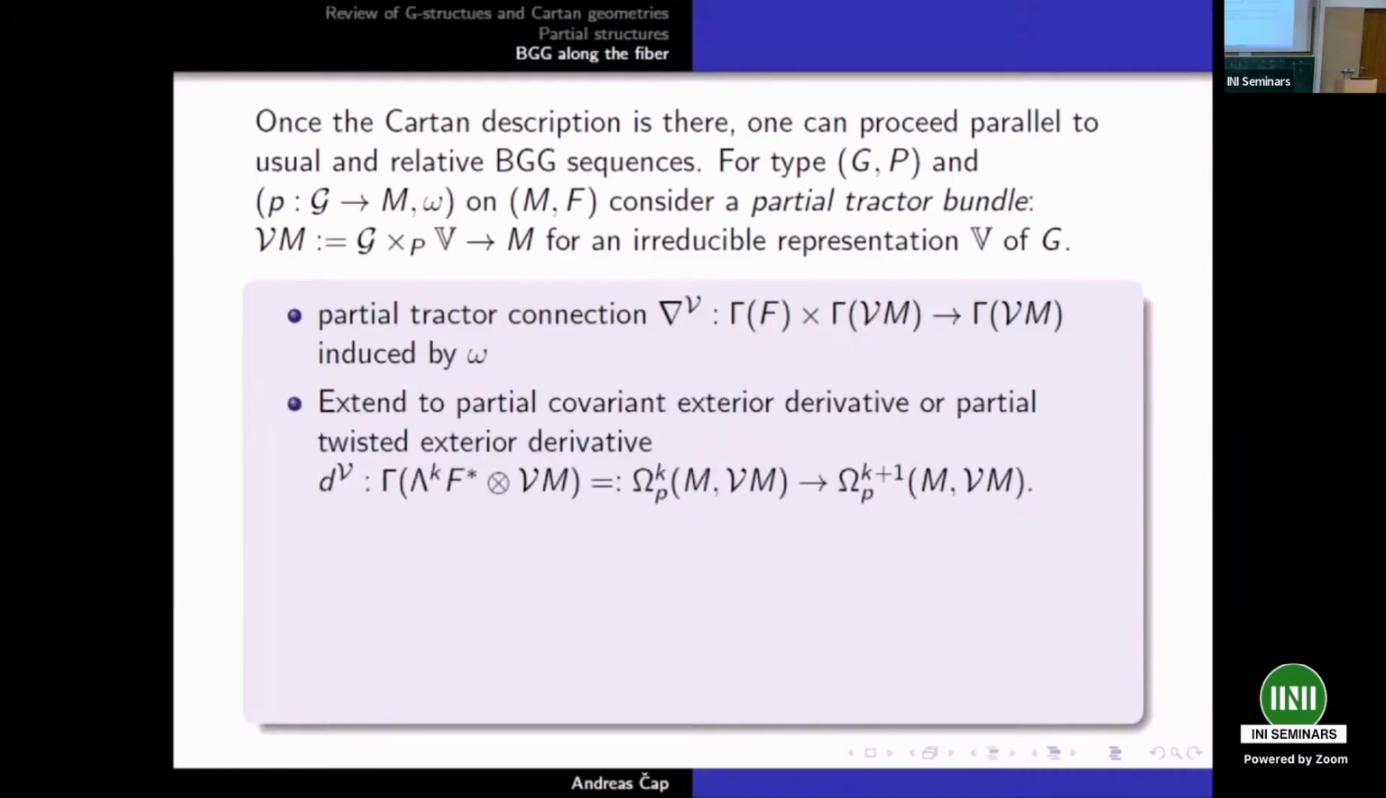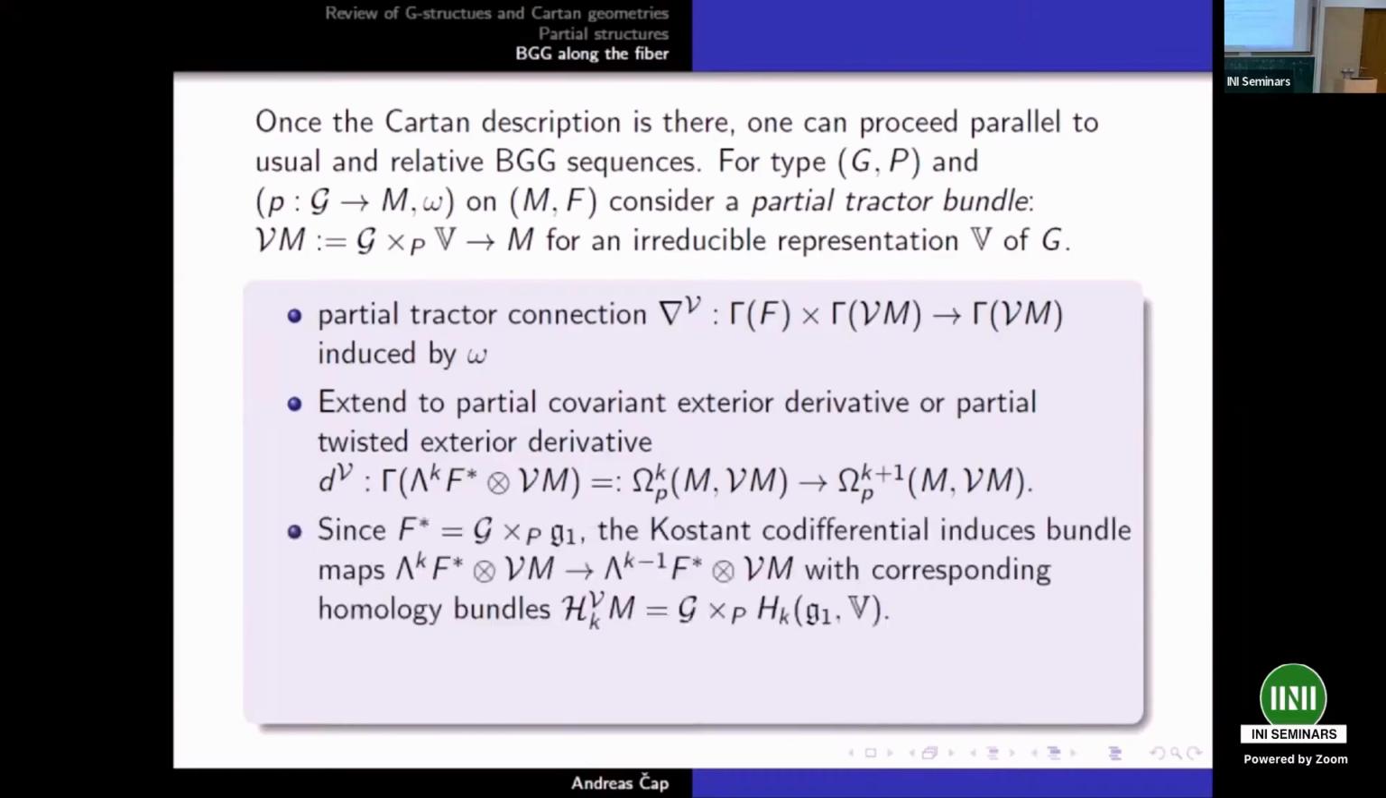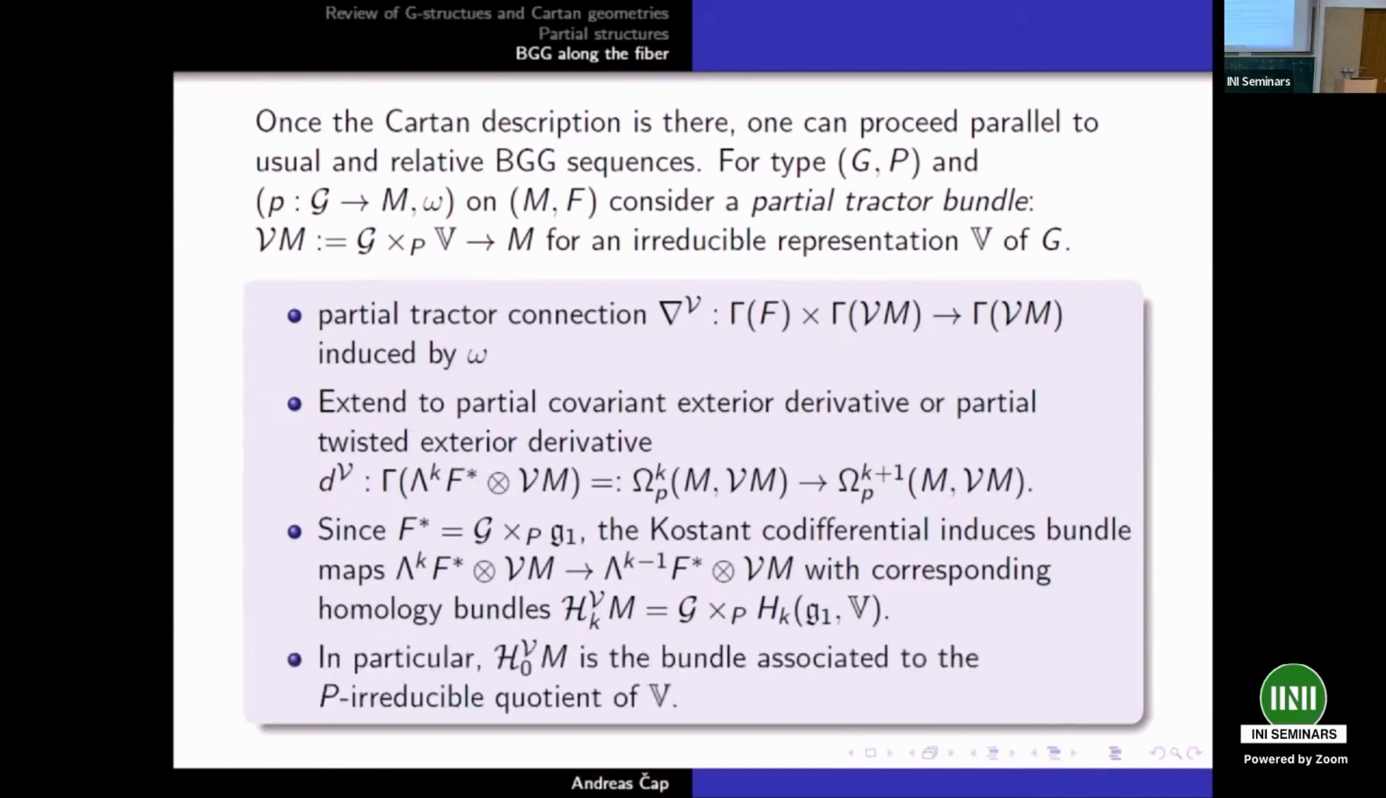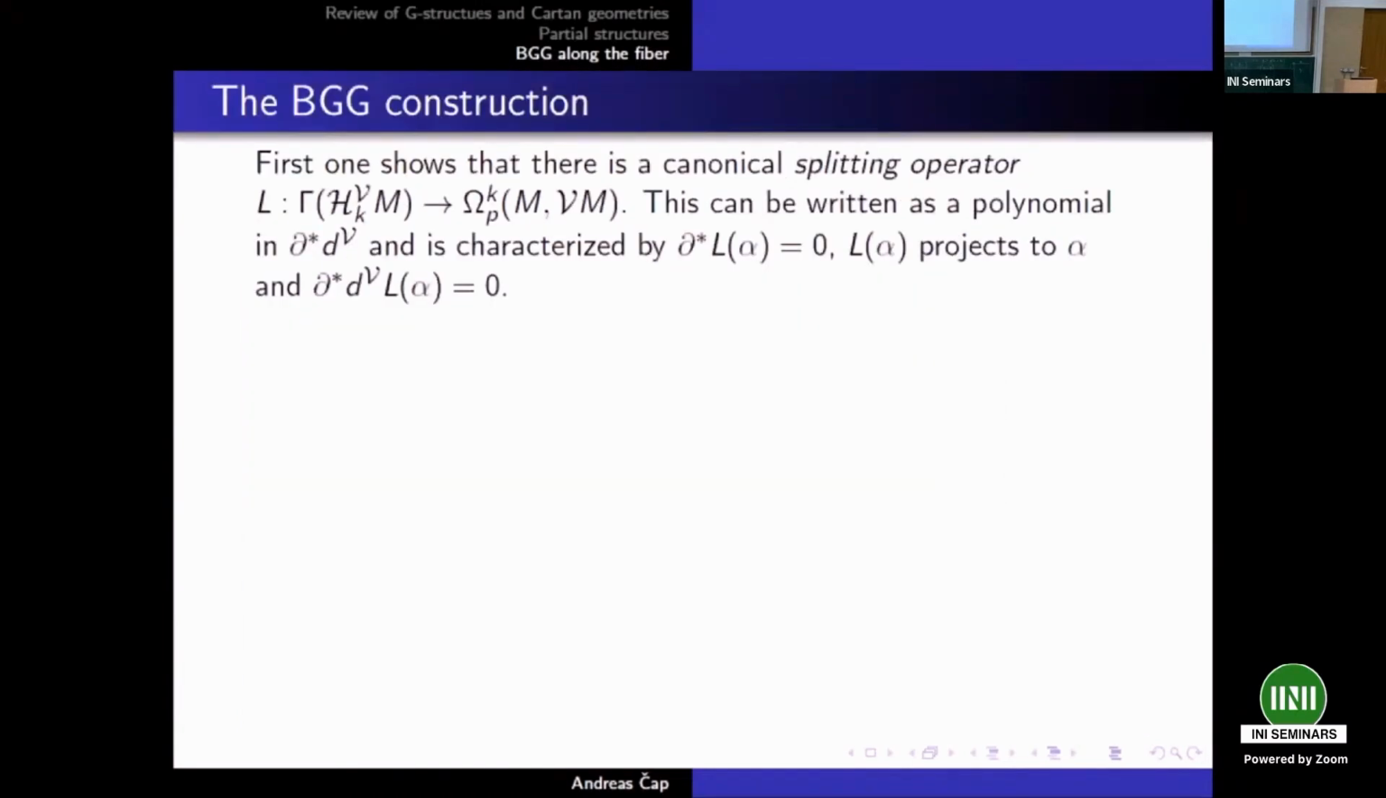This can be extended either to a partial covariant exterior derivative or, more nicely, to a partial twisted exterior derivative, following what you do for relative BGG. The codifferential goes without problems because you just have the same associated bundles. You have the homology bundles for which you know the inducing representations. And then you do the BGG construction in the usual fashion.